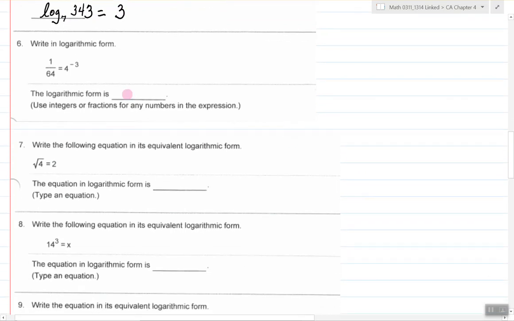The next one, when you're not sure what to do, write log. What is the base in this exponential? Well, it's 4. So it is log base 4 of parentheses 1 over 64, close parentheses, is equal to, log statement is always equal to the exponent.